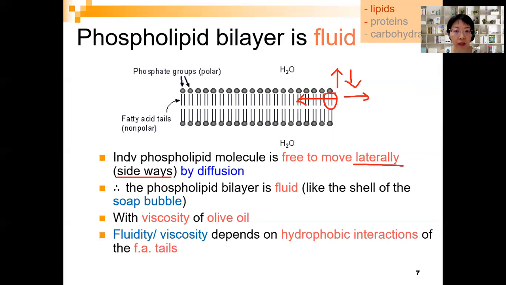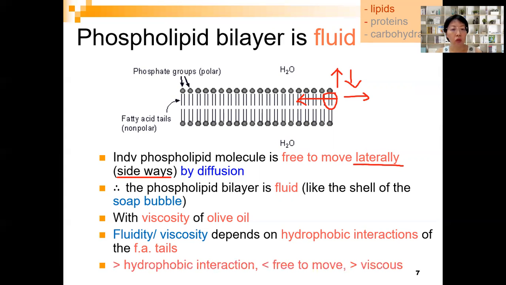So they become more viscous. When they stick to each other less, they will move more. So when they move more, the membrane becomes more liquid, more fluid. Whether they will stick more or stick less depends on the hydrophobic interactions of the fatty acid tails. So the more hydrophobic interactions between the tails, the more they stick to each other, so they tend to be less free to move. So the membrane becomes more viscous.